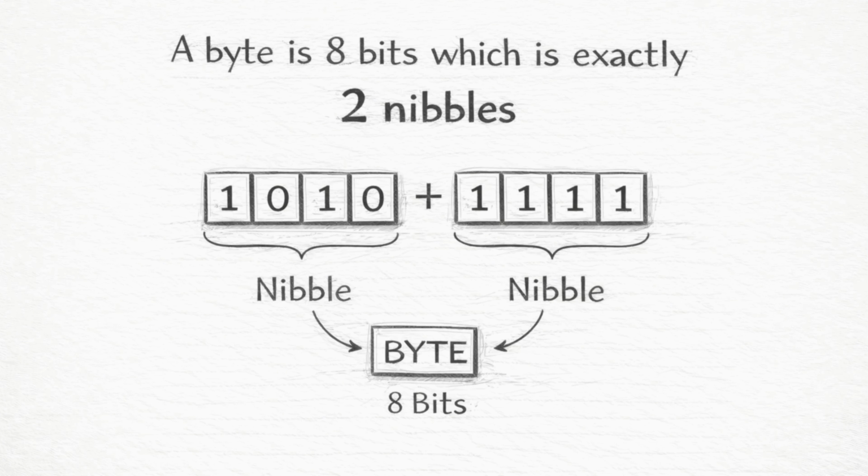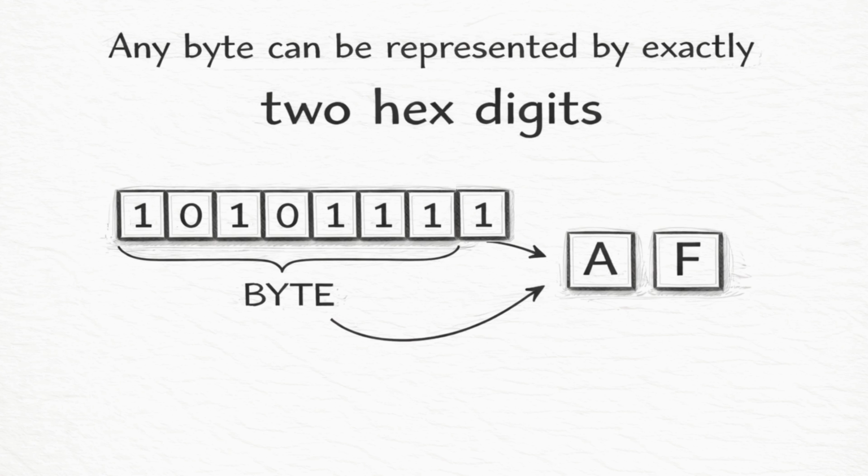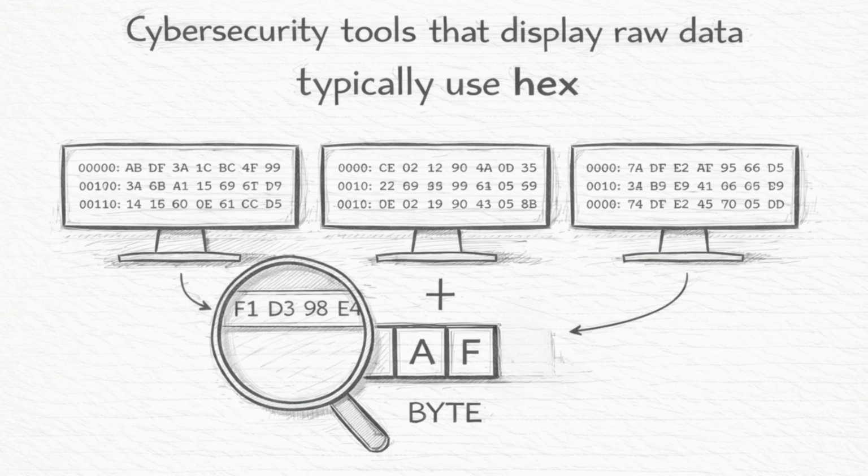So it's actually powerful when you think a byte is 8 bits, which is exactly 2 nibbles, and that any byte can be represented by exactly 2 hexadecimal digits. So if we take the byte 1010 1111, split it into 2 nibbles, the first nibble 1010 is A, and the second nibble 1111 is F. Put them together, you've got AF, 8 binary digits compressed into 2 hex characters. Simplification going on.